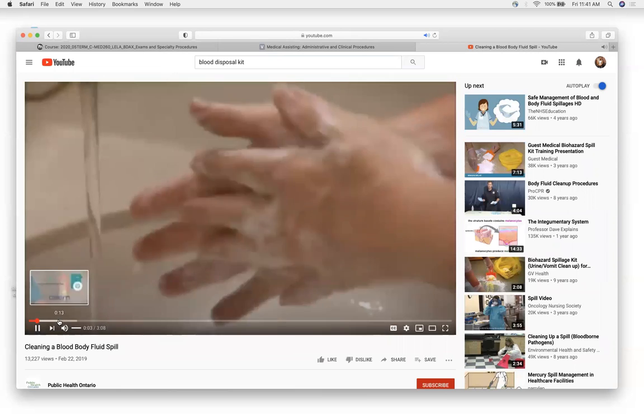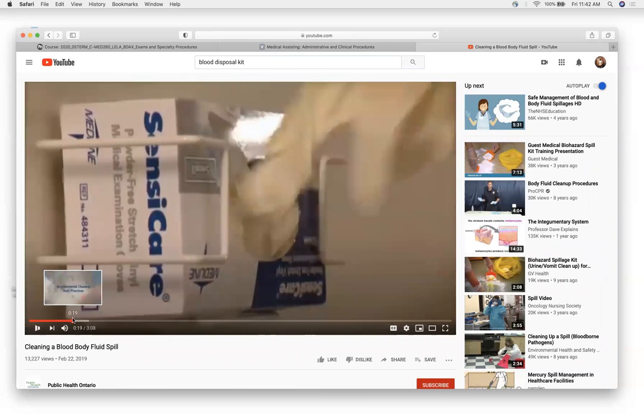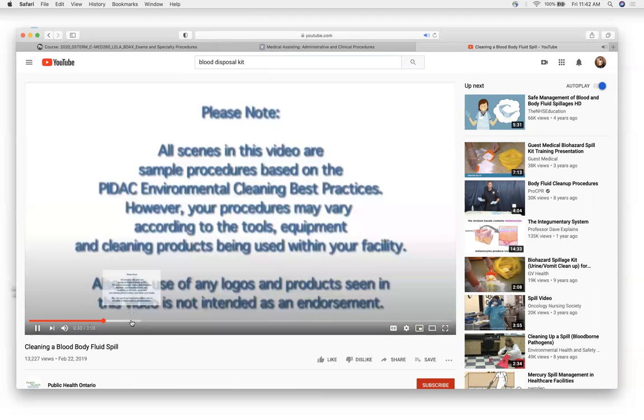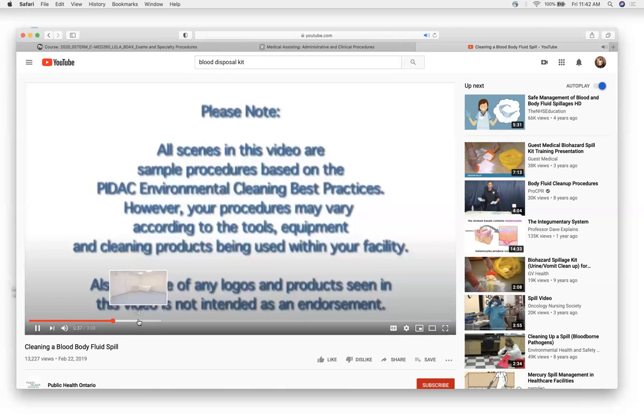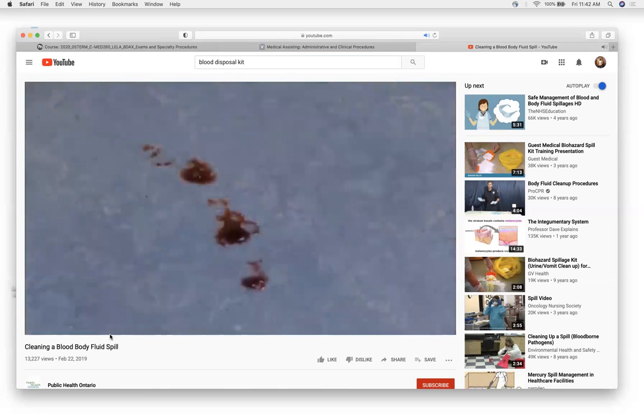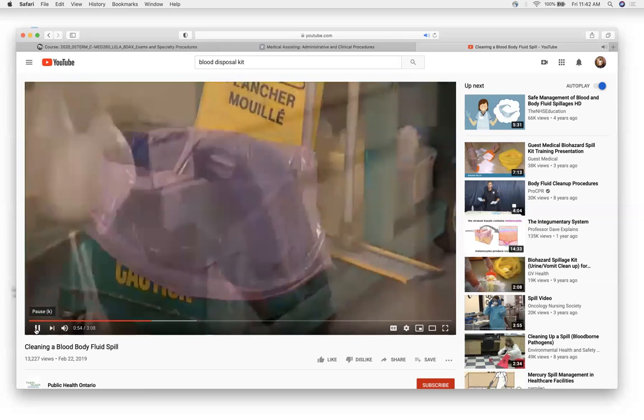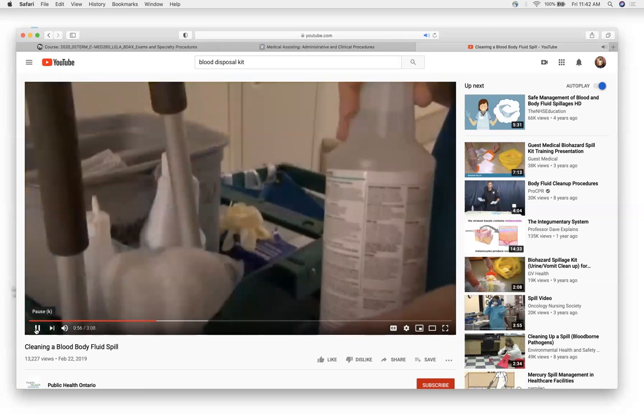Based on the PIDAC environmental cleaning best practices. However, your procedures may vary according to the tools. Blood or body fluid spill. Assemble the materials required for dealing with the spill prior to putting on gloves.